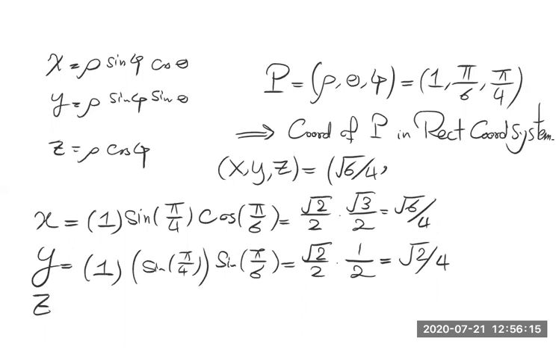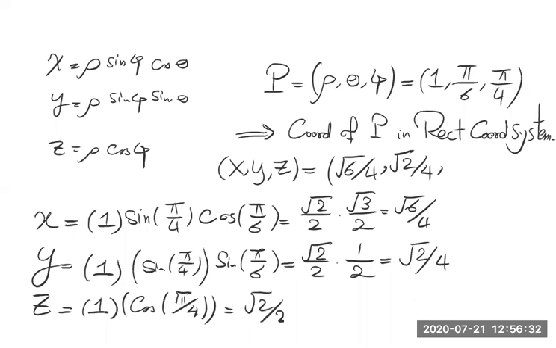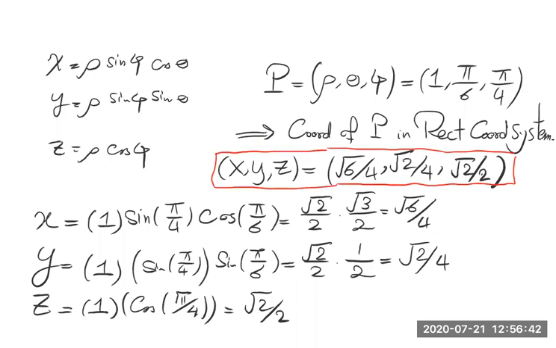And finally, z is equal to rho, which is 1, times cosine of phi. But cosine of phi is cosine of pi over 4, which is the square root of 2 over 2. So that would be the coordinates of this point in rectangular coordinate system.